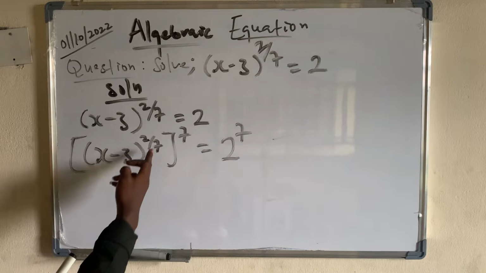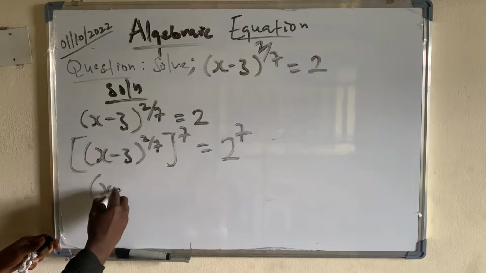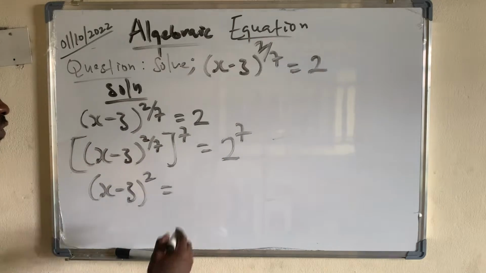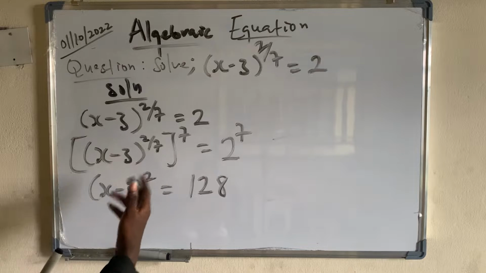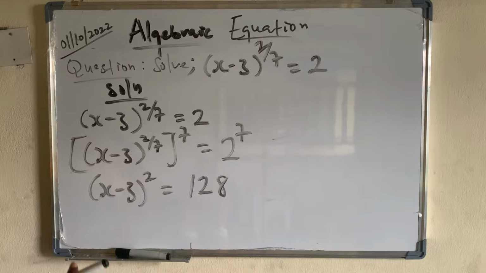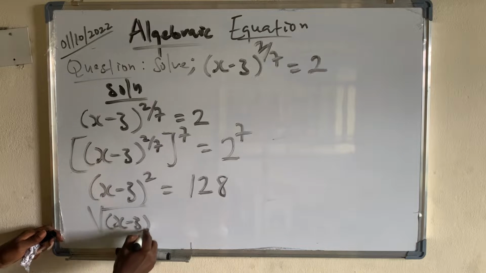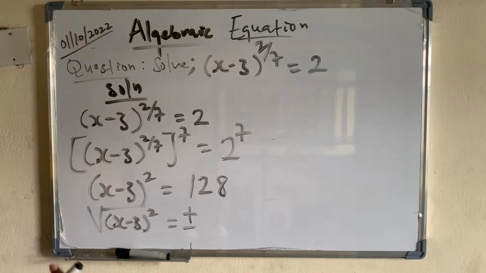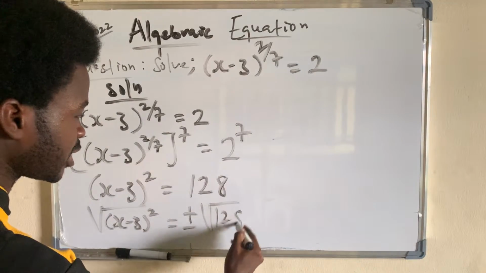So applying indices here, we see that this 7 will eliminate this 7, so that we have (x minus 3) to the power of 2 is equal to 2 to the power of 7, which is 128. So here the next step is to take the square root of both sides. So I will say square root of (x minus 3) squared is equal to plus or minus. Whenever we are taking the square root, on the right hand side we add plus or minus. So plus or minus square root of 128.